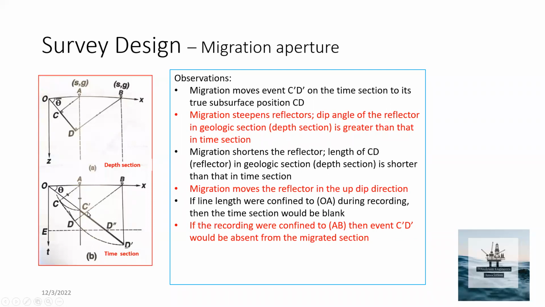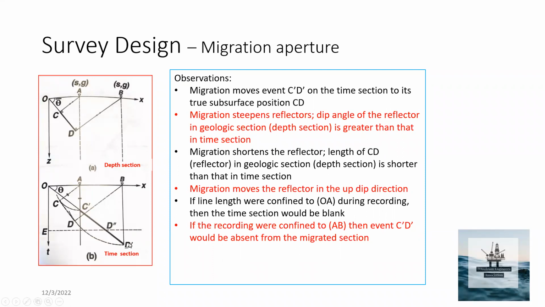From C'D' we correct the velocity field and move it to CD. Okay, so migration shortens the reflector length of CD in the geological section. Migration moves the reflection in the upward direction, from C'D' to CD. If line lengths were confined to OA during recording, then the time section would be blank. If the recording were confined to AB, then event C'D' would be absent from the migration section.